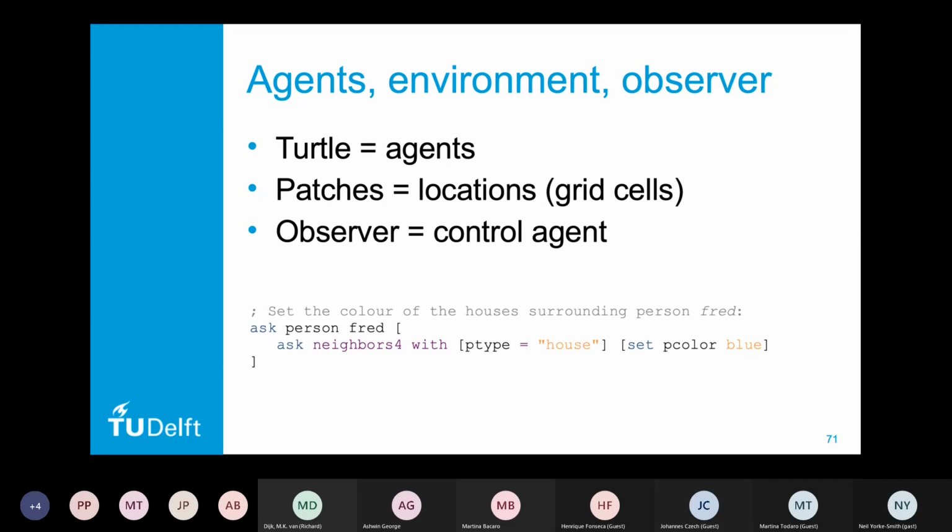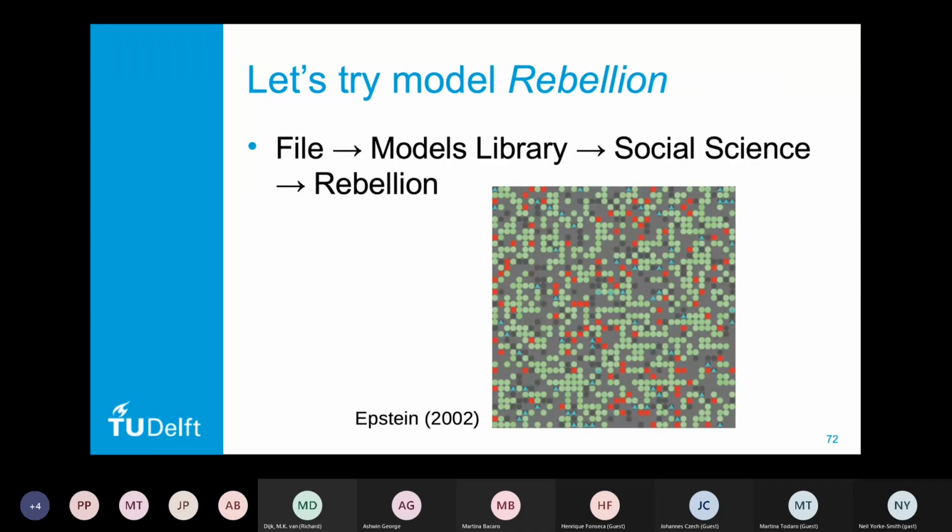Okay, good. Let's try something else. Let's try something a bit more interesting than ants. So let's try the model called Rebellion. It's File, Models Library, this time Social Science, not Biology, and then the Rebellion model. Rebellion is about whether people follow, and there are different people. The interesting thing is, just like ants, they interact with the neighbors around them. You're rebelling, and then people around you are too. It's based on a paper from about 2002.